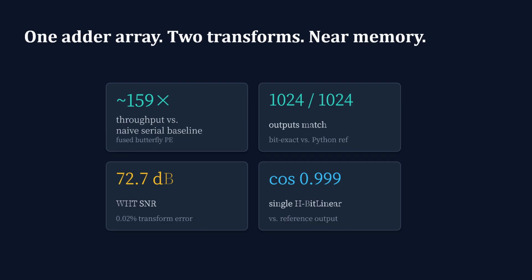The result: the full Hadamard BitLinear pipeline runs end-to-end in 6670 cycles at 100 MHz, and all 1024 outputs bit-match the Python reference. The Hadamard transform reaches 72.7 decibels SNR, and the fused design delivers a 159 times speedup over the naive serial baseline. One shared adder array to transform near memory.